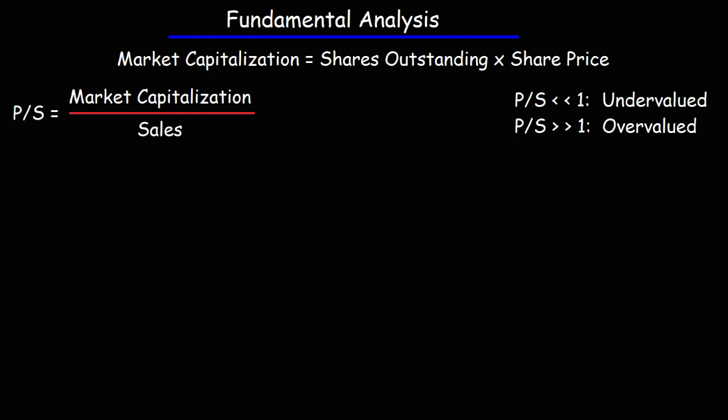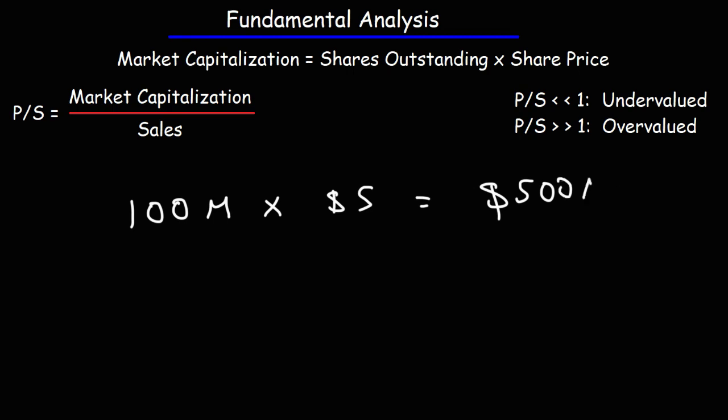So the first thing you need to know is market capitalization. Market capitalization tells you the value of a company. It's the product of the shares outstanding times the share price. So let's say a company has 100 million shares that are being traded. These include restricted shares as well. And let's say the price of each of those shares is $5. So the market capitalization of that company would be $500 million.